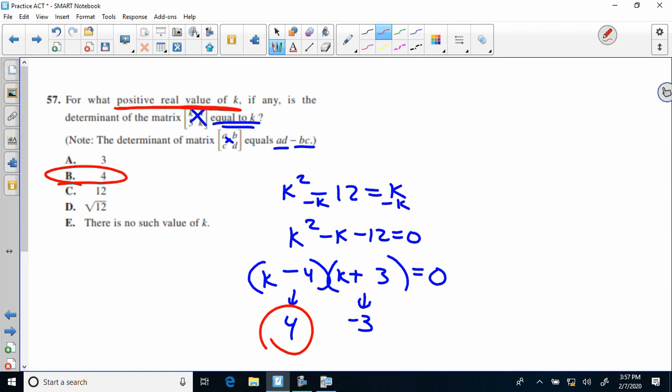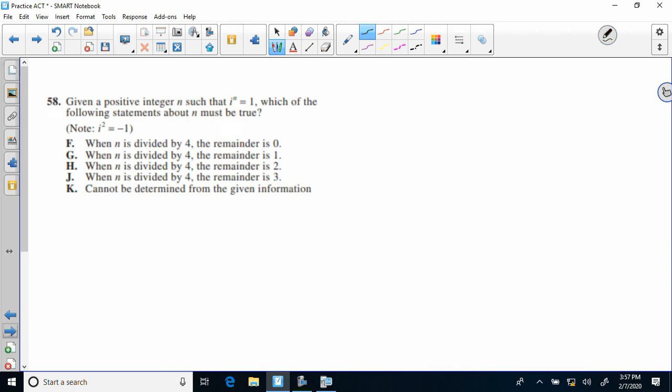Okay, 58. So 58 said, given a positive integer n such that i to the n equals 1, which of the following statements about n must be true? So if we did all of our i's, you don't have to do very many, but you'll understand what we're doing. i is the square root of -1. If I square that and write i squared, I'm going to get -1.